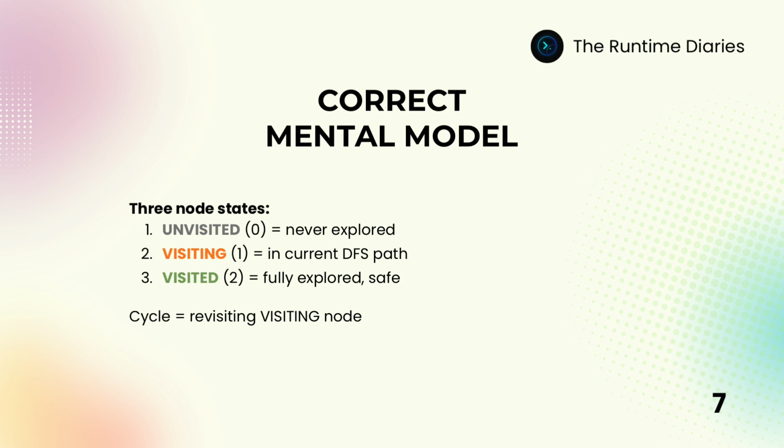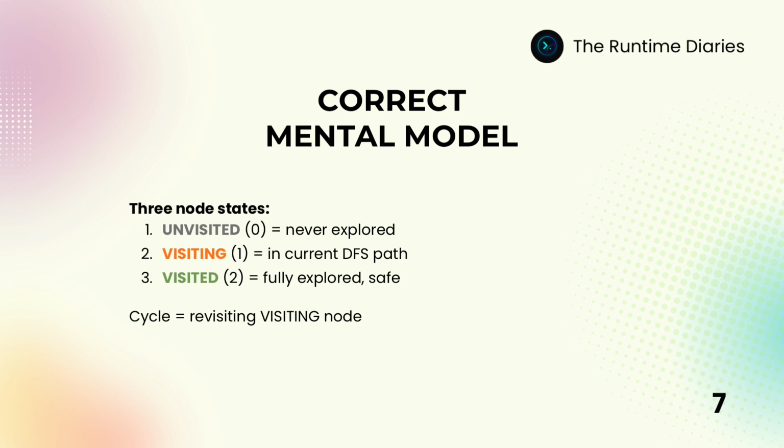And state 3 is visited, which we can represent as 2 or being in a fully visited set. This means the node has been fully processed. We've explored it and all its descendants, and we know it's safe. No cycles involve this node.